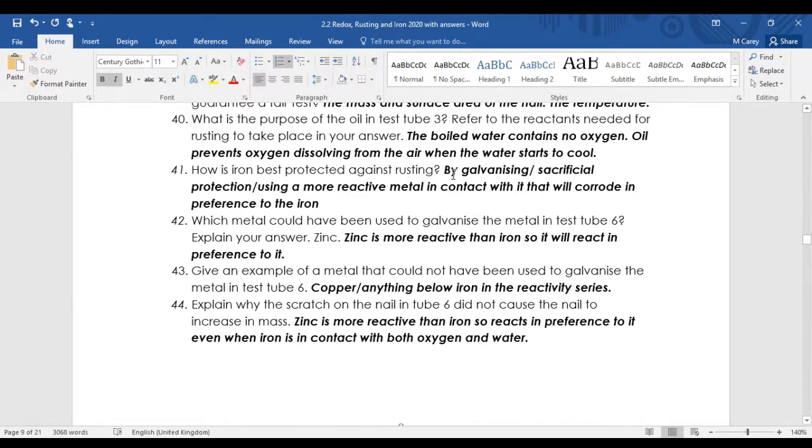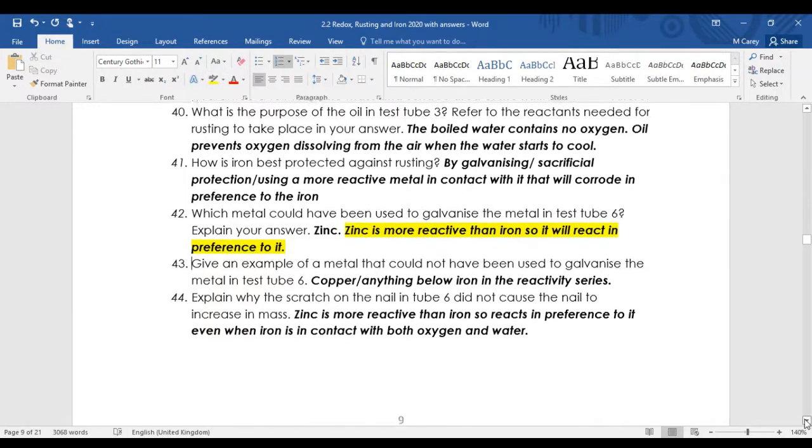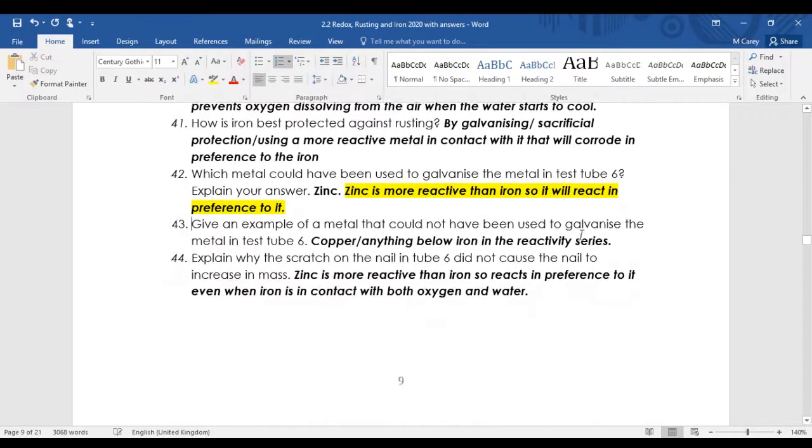You could say by galvanizing or by sacrificial protection, or you could describe sacrificial protection, which is using a more reactive metal in contact with iron that will corrode in preference to it. Okay, zinc. So the answer was zinc, and why? Zinc is more reactive than iron, so it will react in preference to it. Can I just really emphasize that this is a bog standard answer to explain sacrificial protection, why it works. Okay, give an example of a metal that could not be used to galvanize: anything below iron in the reactivity series cannot be used.